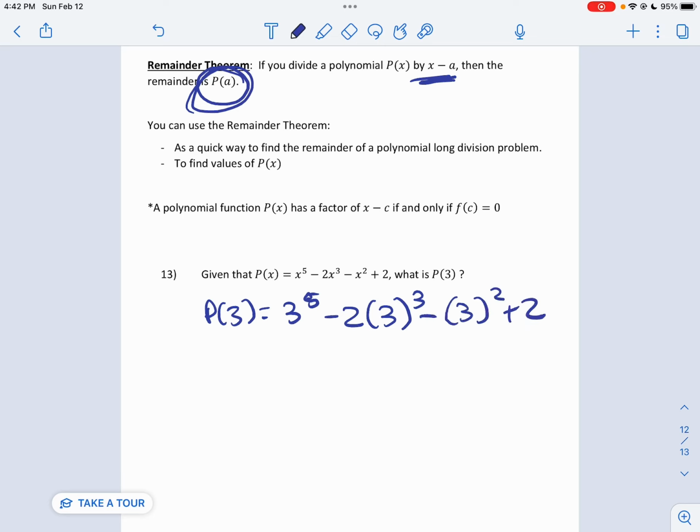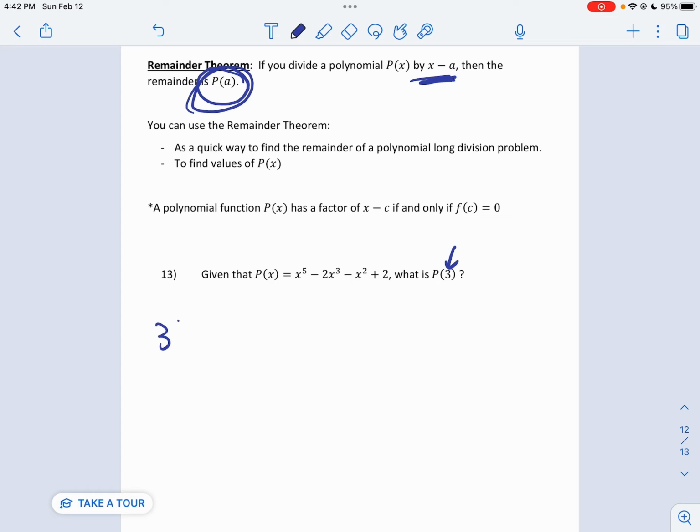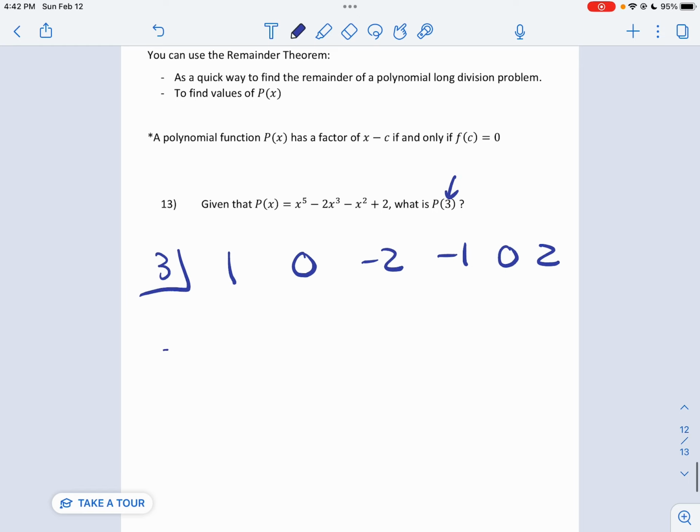But this would involve some math, and some of these numbers get kind of big, and I'm not allowed to use a calculator. So a nice way to do this is to actually do synthetic division. If I want p of 3, 3 is the root, so I'd put 3 in the corner. I now put my coefficients across the top. Notice that I need a placeholder for a couple of these spots because it's missing an x to the 4th and it's missing an x. Now I do synthetic division.